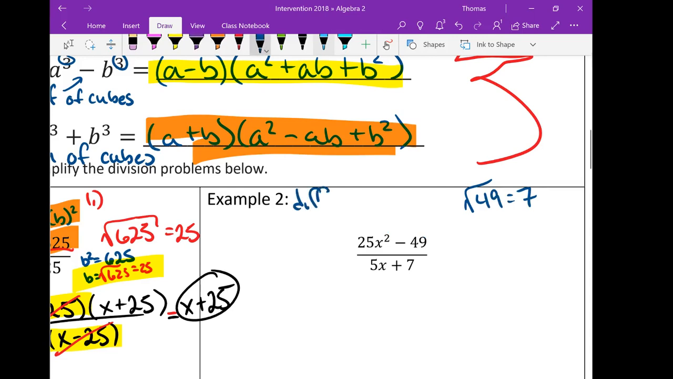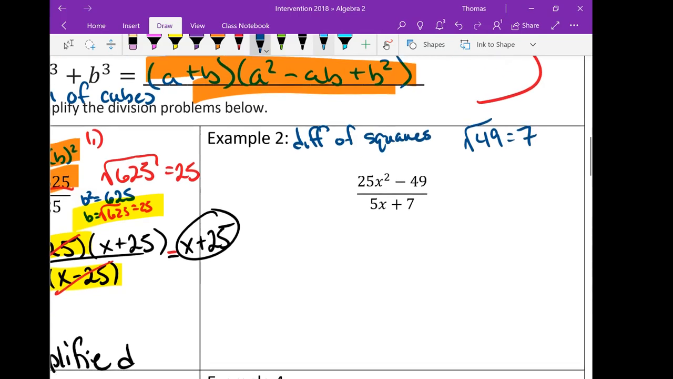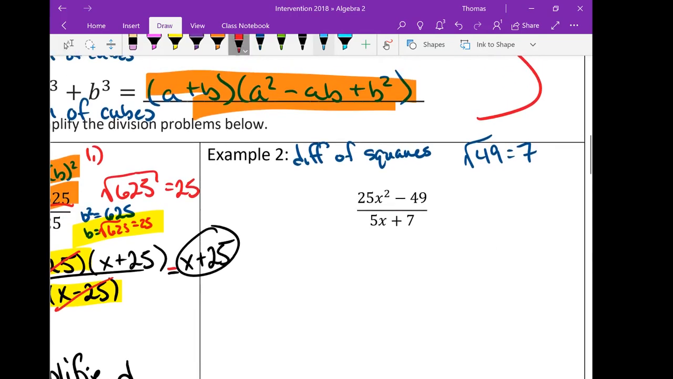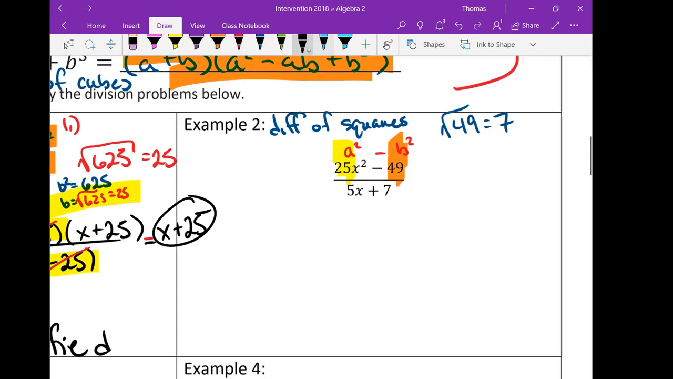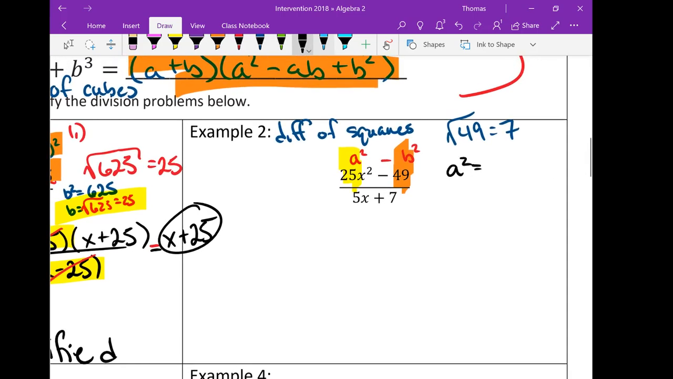So difference of squares. And that's going to look like a squared minus b squared. So I just put my term on top. Now we want to match up and pick out what our a and our b are going to be. So if we take our time here, it looks like a squared equals 25x squared, and b squared equals 49.